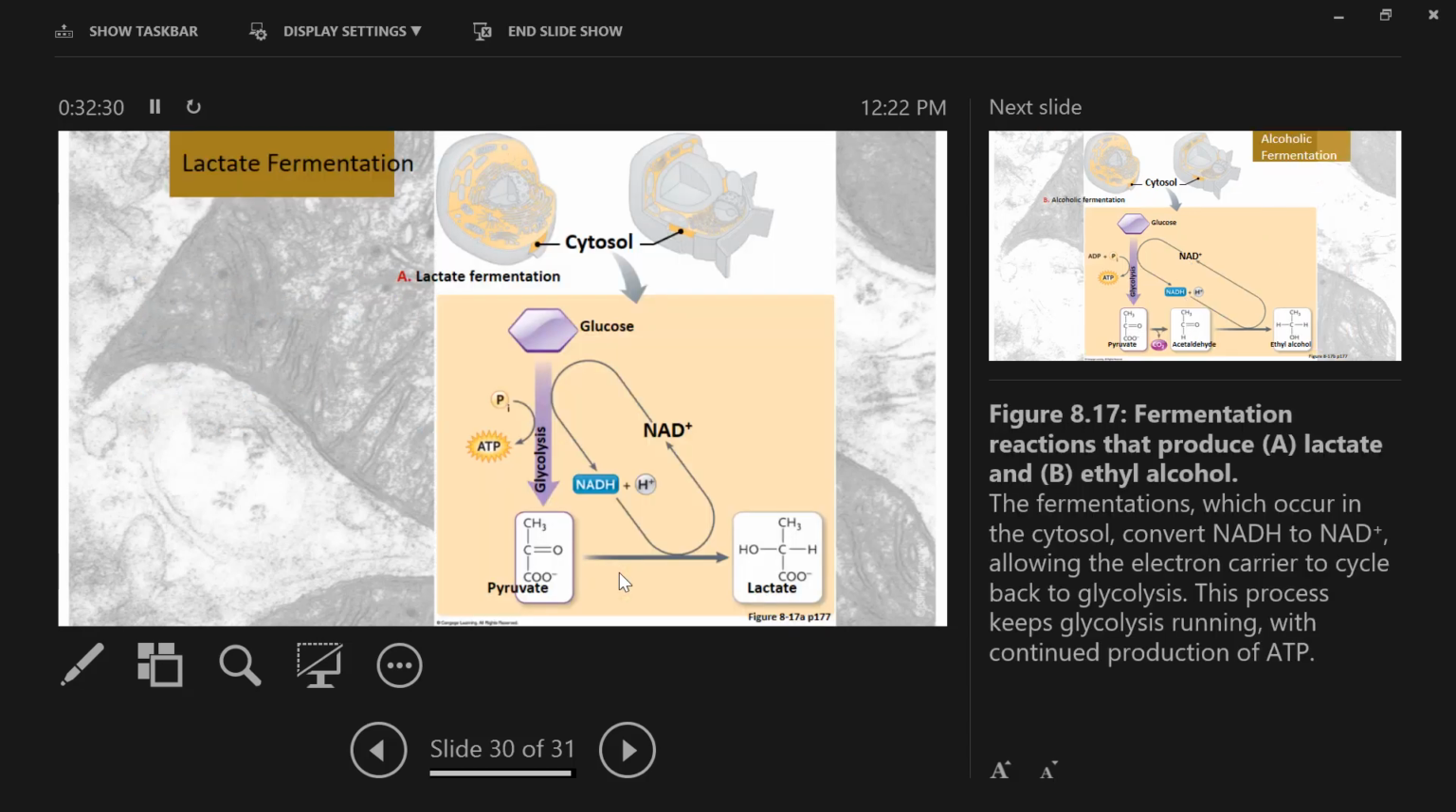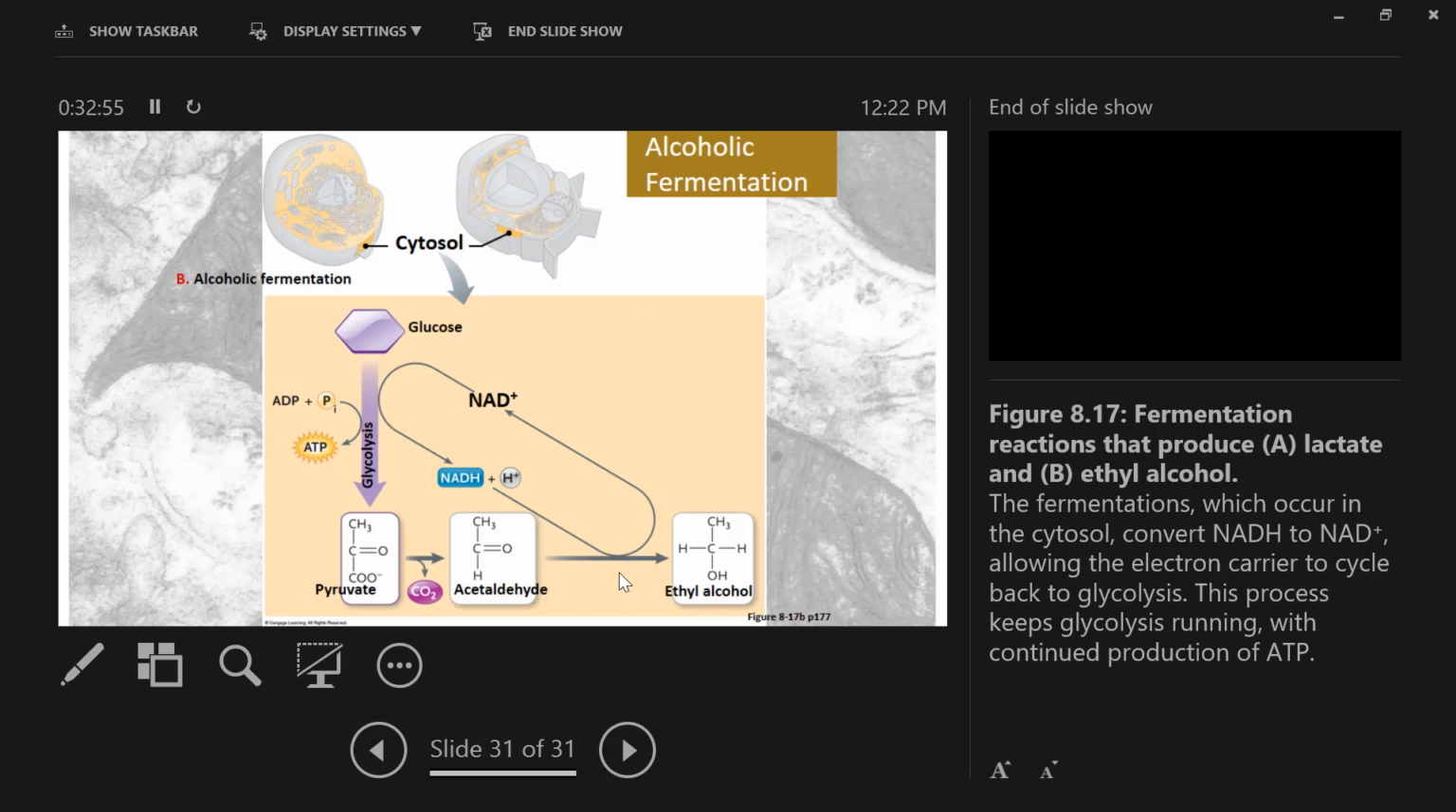And so here's lactate fermentation. So glycolysis happens, generates ATP, and then NADH gives its electrons to pyruvate to form lactate, or lactic acid. Lactate is the conjugate base of lactic acid. And so this is the fermentation that happens in our cells. This is the fermentation that happens in yeast and other eukaryotic cells that are ethanol fermenters. All right?